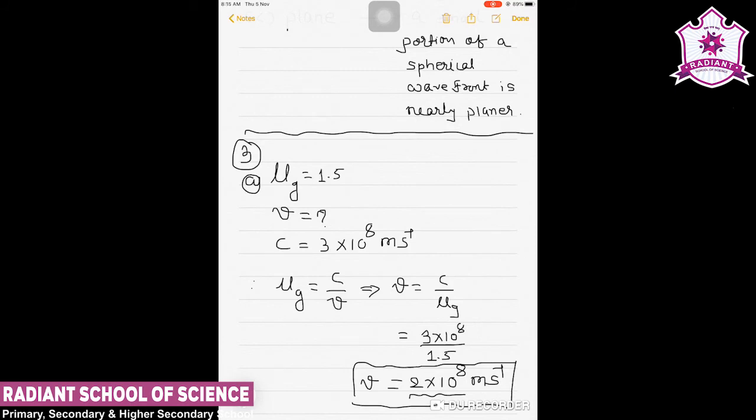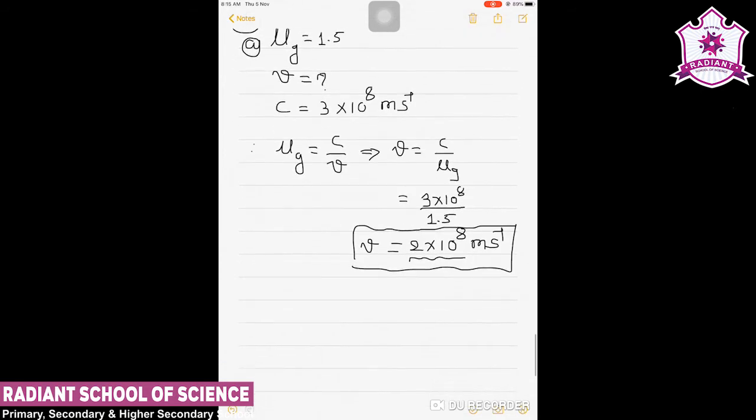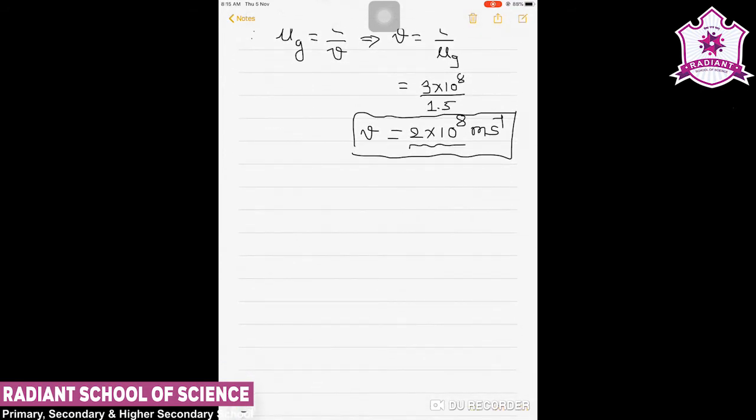Now the question is: is the speed of light in glass independent of the color of light? If not, which of the two colors, red and violet, travels slower in a glass prism? Now again, as I have told you, for this type of question we have to move to chapter number 9, in which we have studied that the refractive index of violet color is greater than the refractive index of red, and obviously velocity is c upon mu.